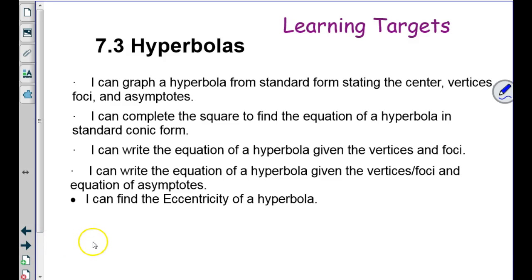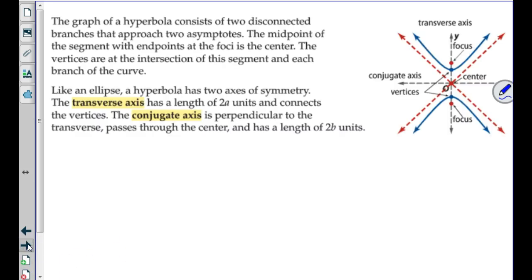Okay, good to know, but that's not going to help us. We have to be able to graph these, find the center, vertices, foci, and asymptotes. That's the new thing today. And we have to be able to complete the square, write an equation, and find the eccentricity. We're not going to get to all of that today.